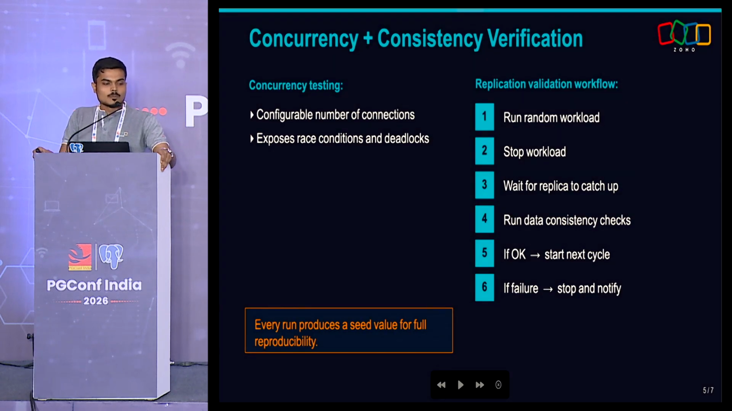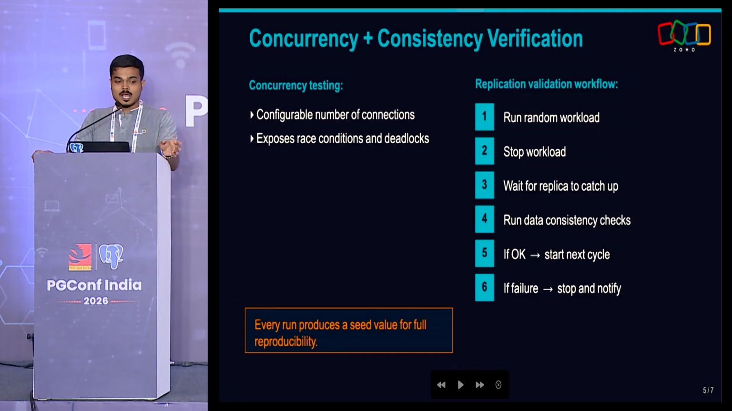Next is concurrency testing. Concurrency testing is an important part of any testing, as it exposes race conditions and deadlocks. Along with that, it exposes parallel concurrency issues in multiple connection, multiple client scenarios. For this, you can provide a configurable number of connections to the tool, and on each connection it will run a random workload. This was about how you run the actual workloads on the master.